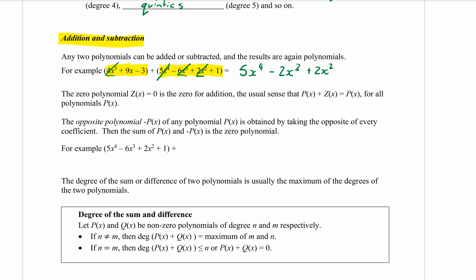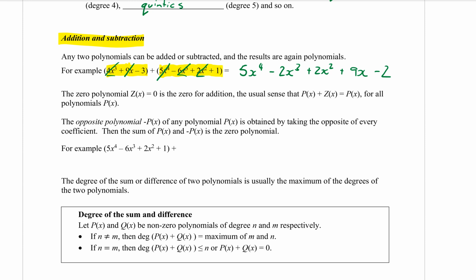Looking for x's now. I have just that 9x, so plus 9x. And that just leaves our x to the power of 0 terms, otherwise known as our constants. Minus 3 plus 1 is minus 2. So that's it, how easy it is, just adding two polynomials together.